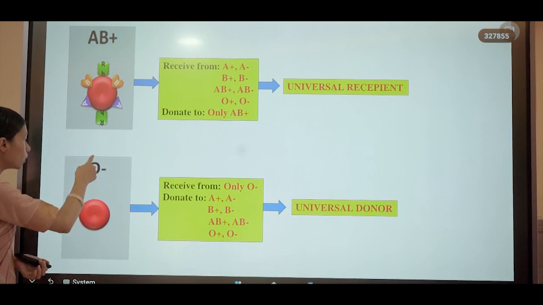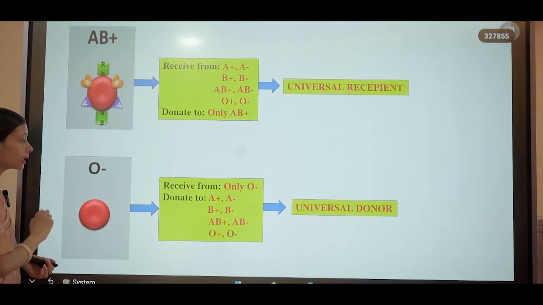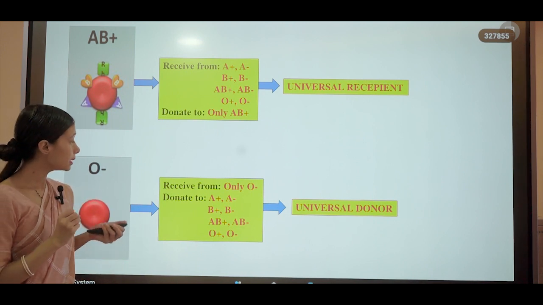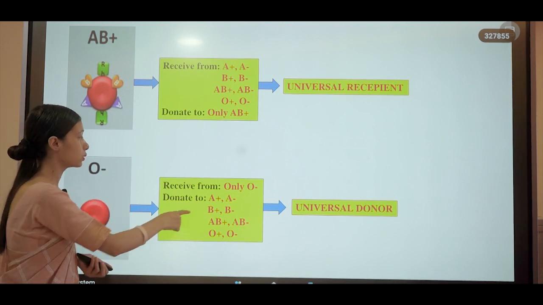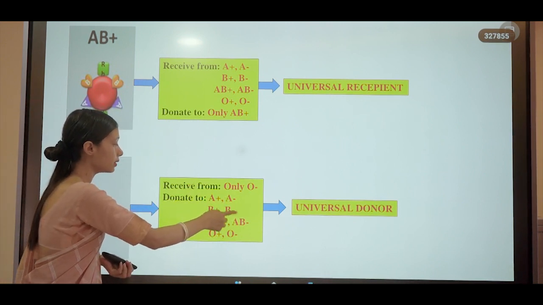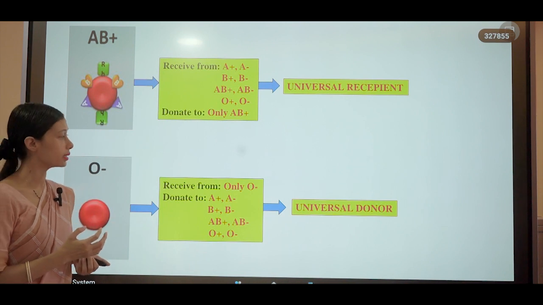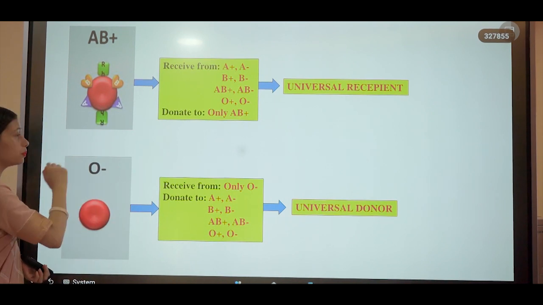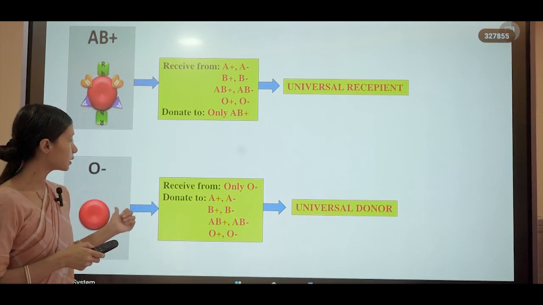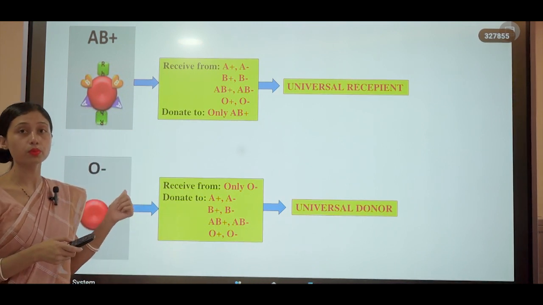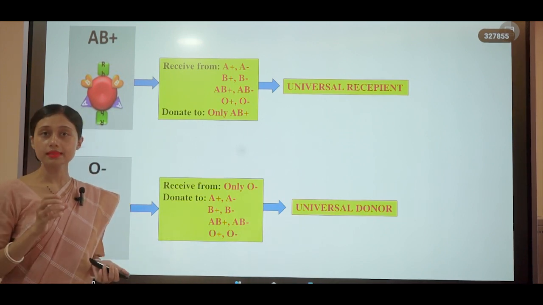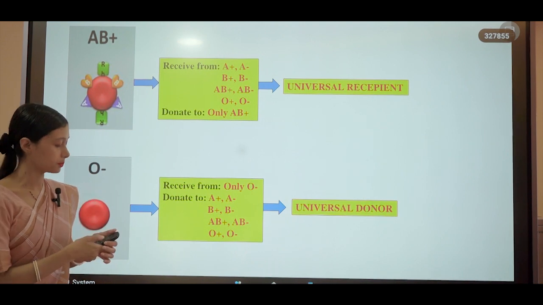Okay. Now this O negative blood group can receive blood only from the O negative type, but it can donate blood to all 8 blood groups: A positive, A negative, B positive, B negative, AB positive, AB negative, O positive and O negative. Therefore, this O negative blood group is known as the universal donor, and this is a very rare blood phenotype. Only 7% of the population have this O negative blood type. You remember, this is the safest blood for any transfusion.